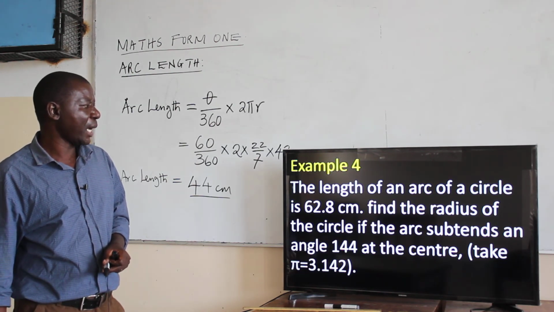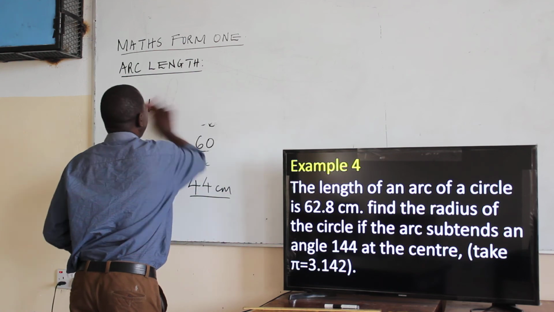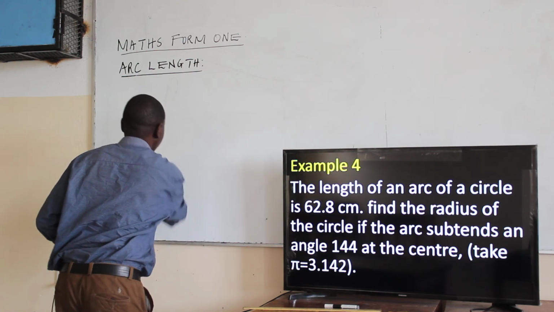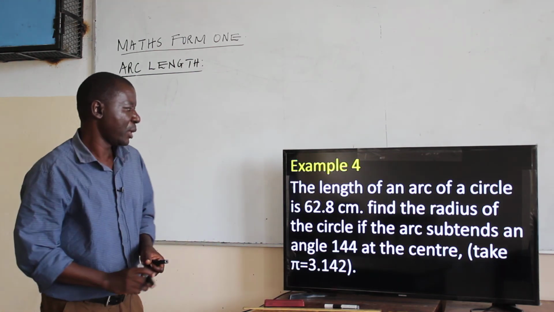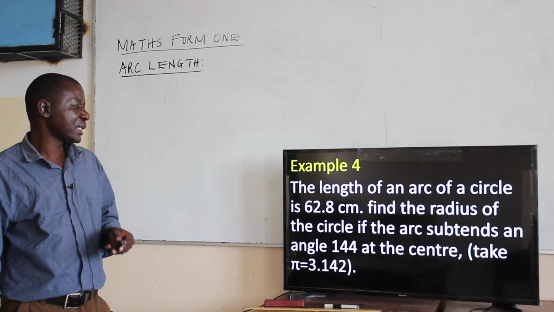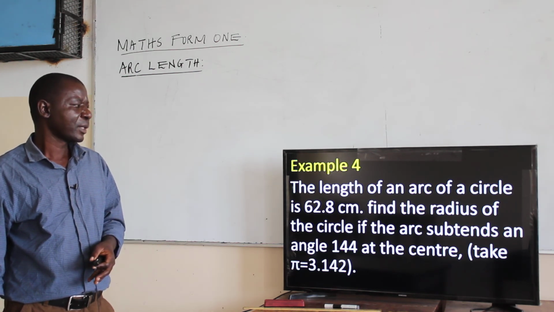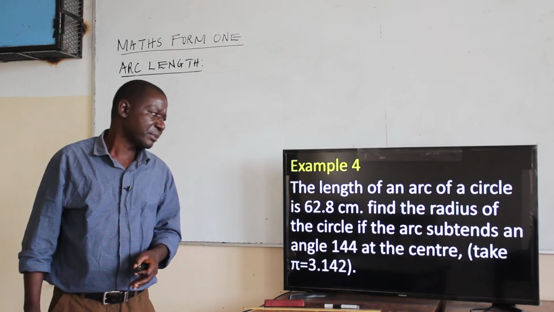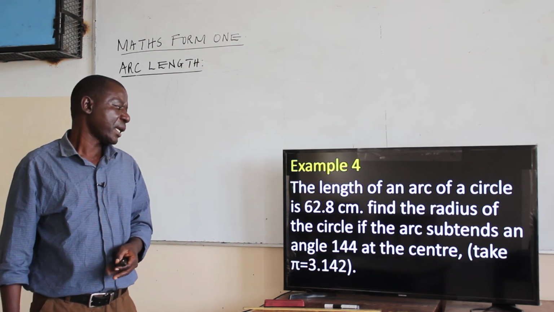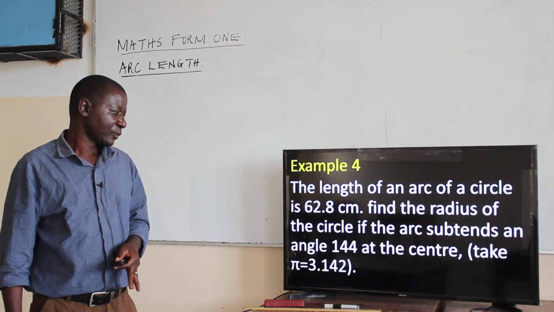The length of an arc of a circle is 62.8 centimeters. So the length of the arc of that circle is 62.8 centimeters. We are given the arc length already. Find the radius of the circle if the arc subtends an angle of 144 degrees at the center.